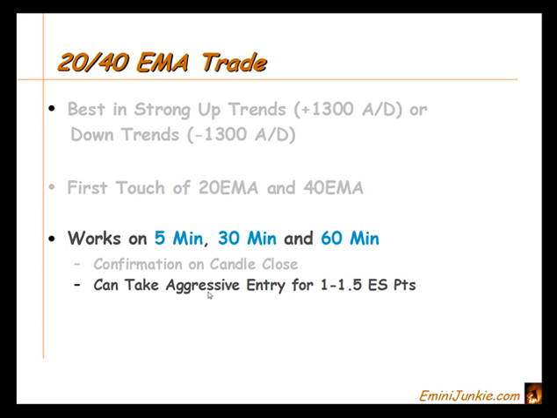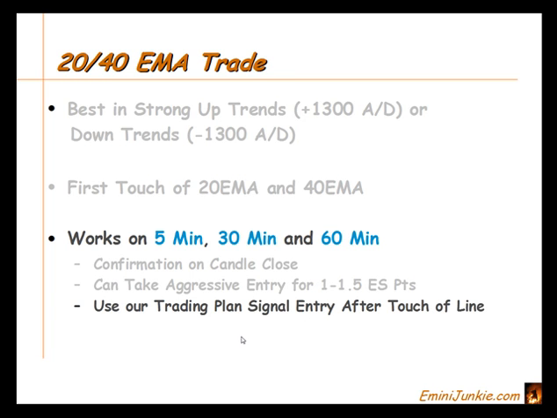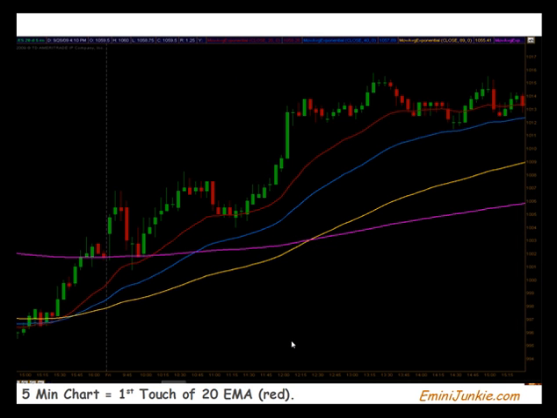You can take the aggressive entry off the 5-minute chart, and that is as soon as it touches and you get the confirmation close, you can go for 4 to 6 ticks. That would be 1 to 1.5 ES points. Or you can follow our trading plan signal entry, which is in our ebook, and we have a very specific style of entry, and you wait for the touch of that line, and when you get your entry signal, you follow your trading plan targets, etc., based off of that. So let's look at those charts.